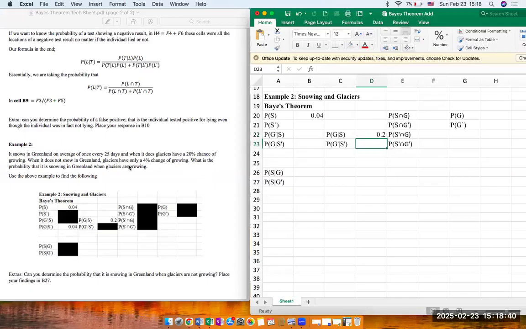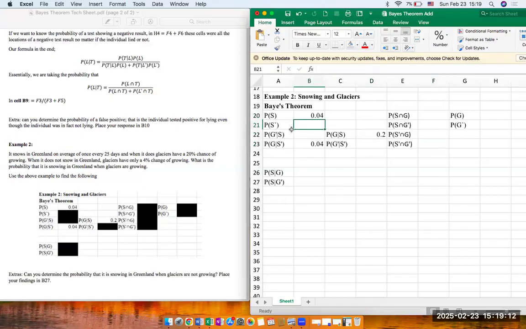And lastly, glaciers only have a 4% chance of growing when it does not snow. So that is ours right here. It's not snowing, but your glaciers are still growing. So that is a 4% chance. There you go. Now notice that the remainder is blacked out. So that is the information that you need to find. See if you can pause the video and at least fill out these few here, right there, and these ones, based on what we had done previously.